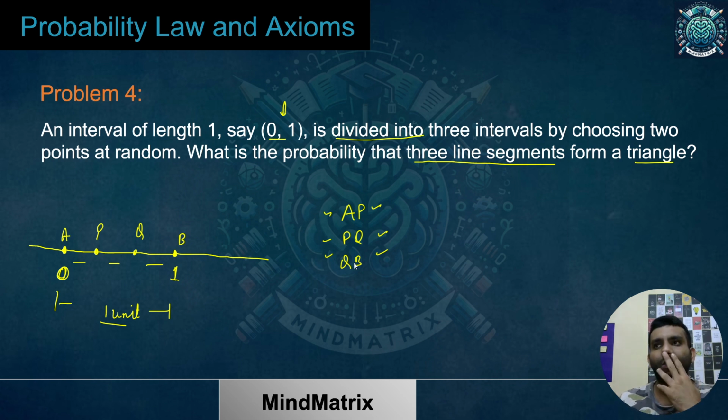You must be thinking, what is this? Because this is a straight line, how can we create a triangle with a straight line? No, that is not the point. The point is that I have these line segments now. If I try joining them, can I create a triangle with them? That is the question. And if so, what is the probability of creating such a formation that leads to a triangle?